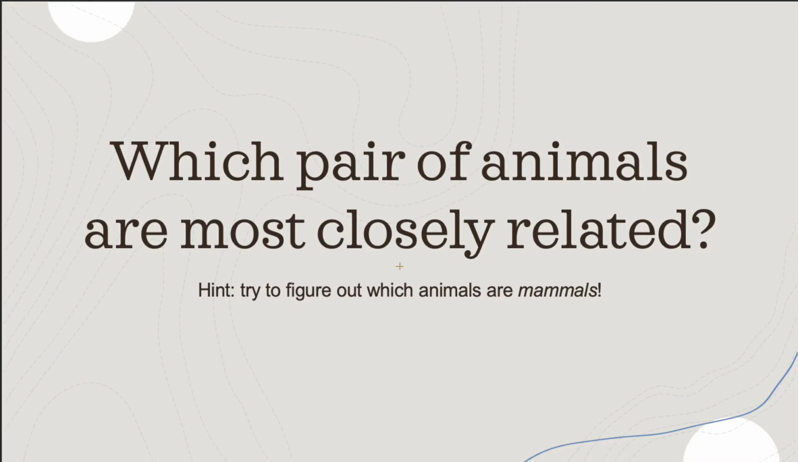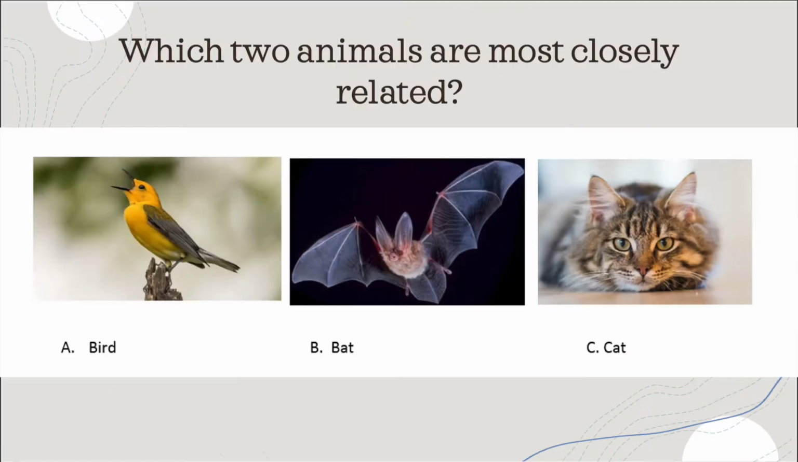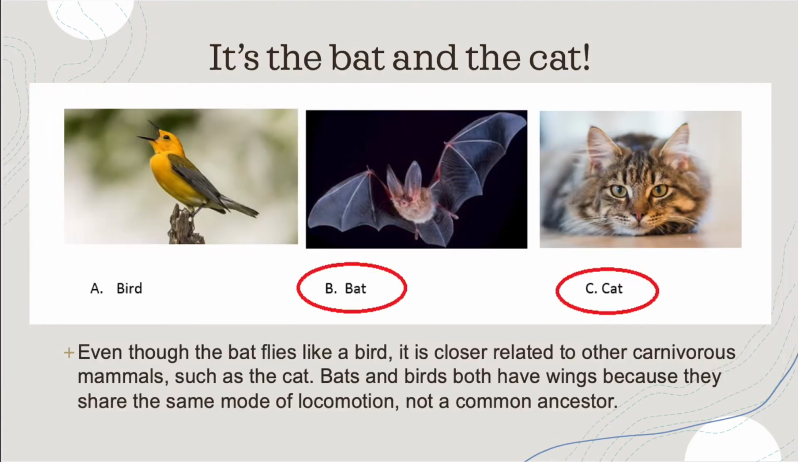Now we're going to play a little game where you help me decide which pair of animals are most closely related. I'm going to give you a little hint. You should try to figure out which of the animals are mammals. For round number 1, we have the bird, the bat, and the cat. Take a second right now to pause the video and take a guess about which two animals you think are most closely related. The correct answer is the bat and the cat.